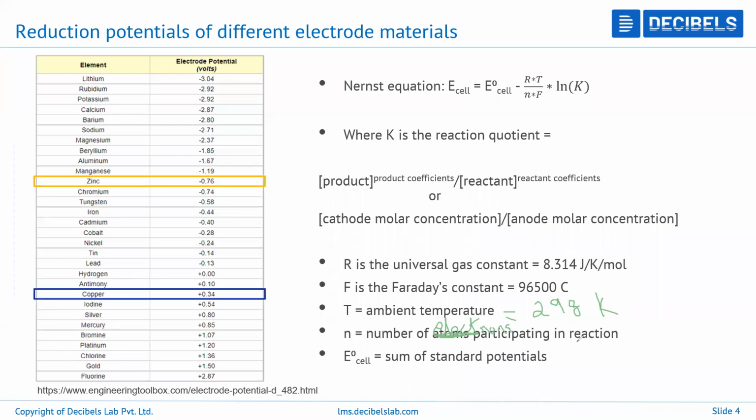participating in the reaction. So this depends on what kind of reaction we are looking at. If it's a simple reaction pertaining to zinc and copper, then the number of electrons will be limited to 2. But other reactions will have different numbers of electrons participating. And then finally, E naught of cell will be a sum of the standard electrode potentials. So we will see one by one what the electrode potentials are. You can see over here, these are the electrode potentials mentioned. We'll see this example in the next slide.